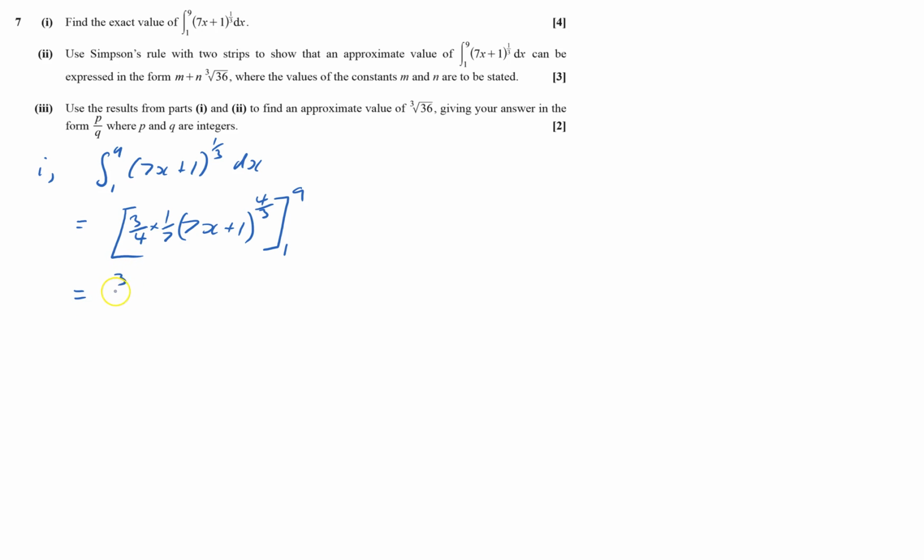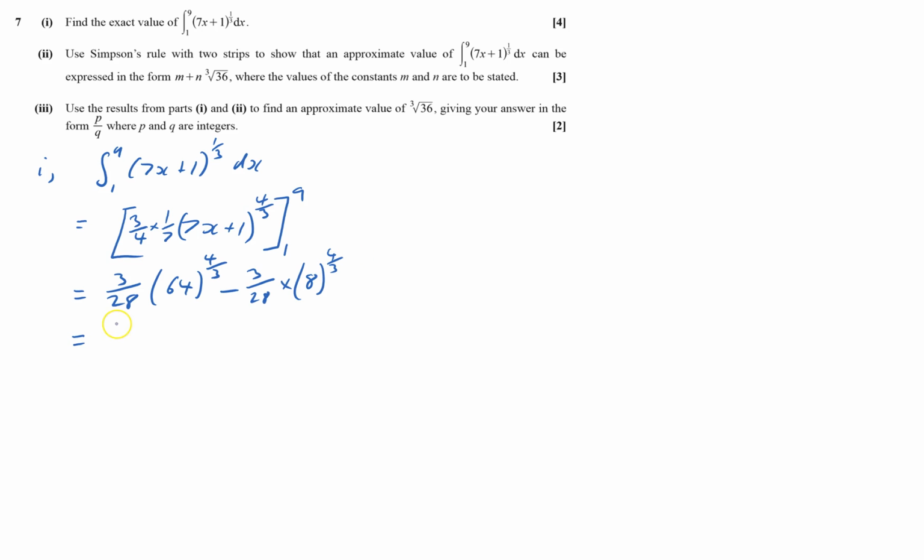And so that equals 3/28 of, put in 9, 7 on 63, that's 64, that's nice, it's a cube number, to power 4 over 3, minus 3/28 of putting in 1, 7, 8 to the power 4 thirds.